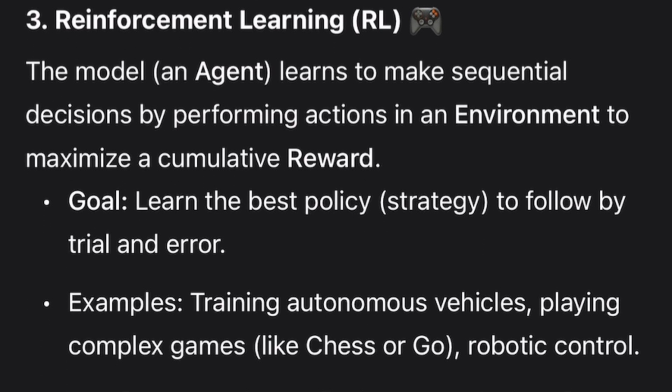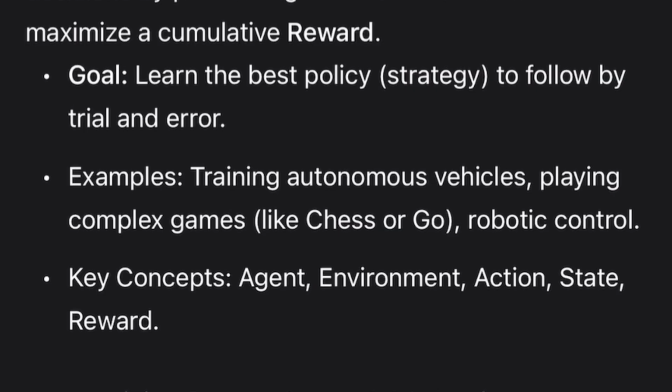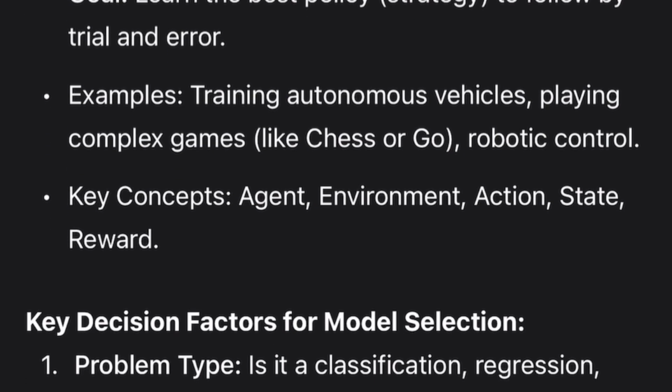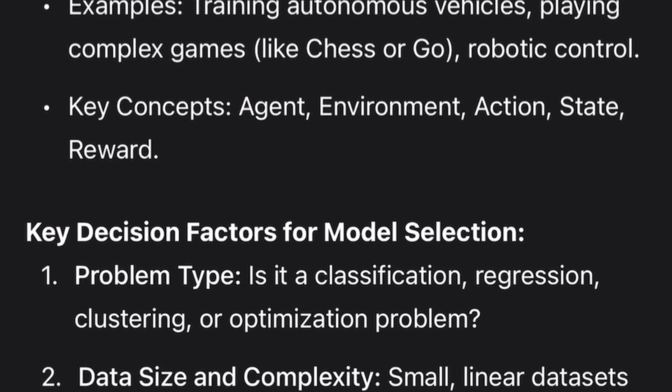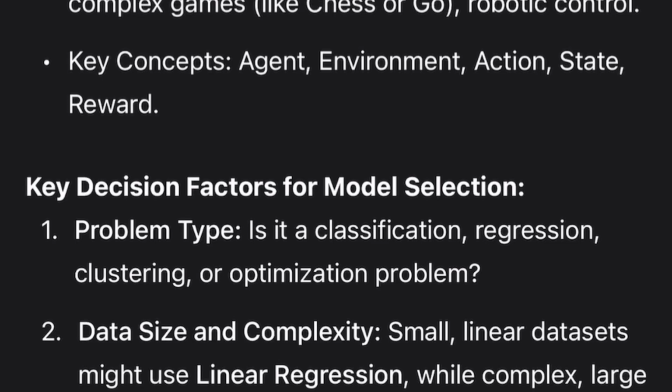3. Reinforcement learning, RL. The model, an agent, learns to make sequential decisions by performing actions in an environment to maximize a cumulative reward. Goal: learn the best policy, the strategy to follow, by trial and error. Examples: training autonomous vehicles, playing complex games like chess or Go, robotic control. Key concepts: agent, environment, action, state, reward.